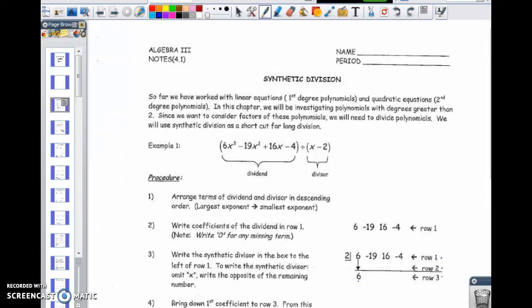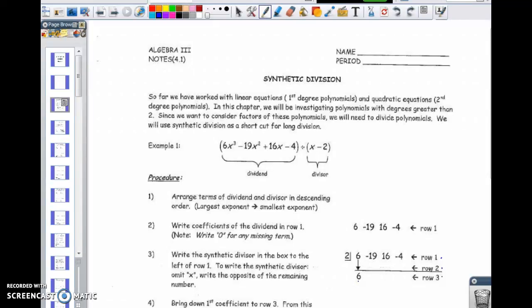These are notes 4.1 for synthetic division. So far we have worked with linear equations, our first-degree polynomials, and quadratic equations, our second-degree polynomials. In this chapter, we will be investigating polynomials with degrees greater than 2. Since we want to consider factors of these polynomials, we will need to divide polynomials. We will use synthetic division as a shortcut for long division.